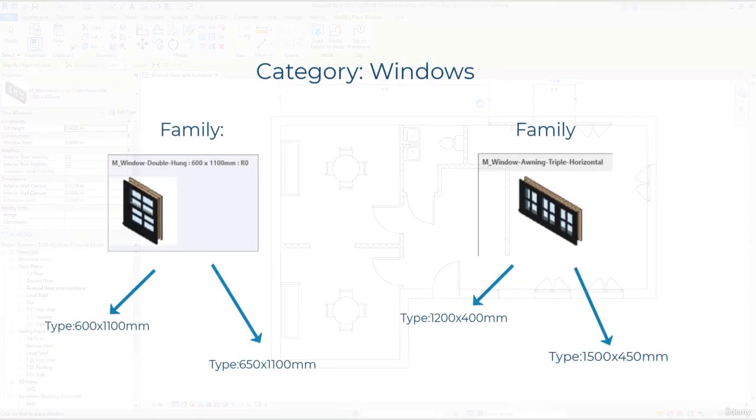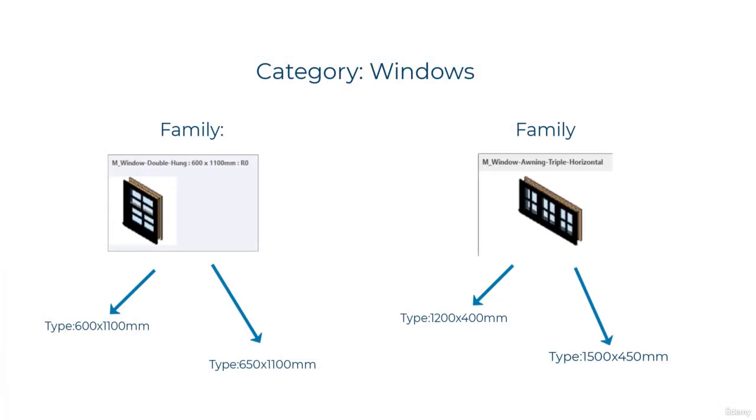In conclusion, we can classify these elements by category, in this case windows. Then double hung and awning triple horizontal are different families, and finally the different sizes for each family are defined as types.